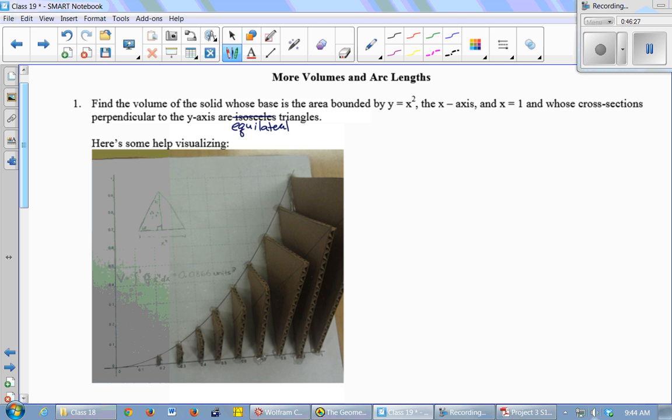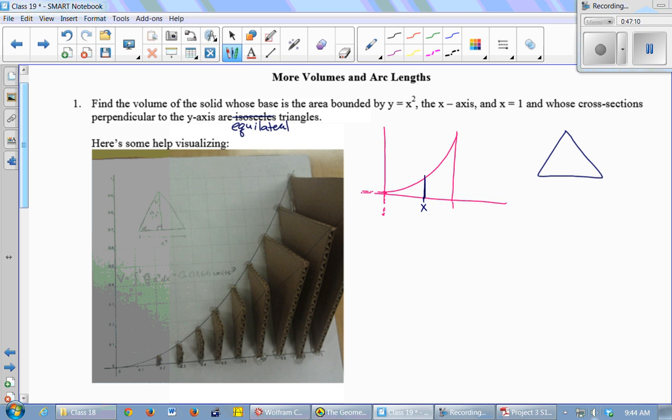Okay, so the base of my region is the area bounded by y equals x squared, the x-axis, and x equals 1. If I just draw a quick sketch of that, x squared, x equals 1, that is the base of my region. Then I'm going to build equilateral triangles all along here, perpendicular to the x-axis. So I'm going to pick a random x here. That's going to be the base, and I'm going to build an equilateral triangle on top of that base. So it will look like that.